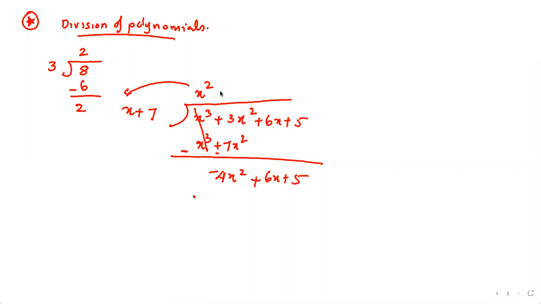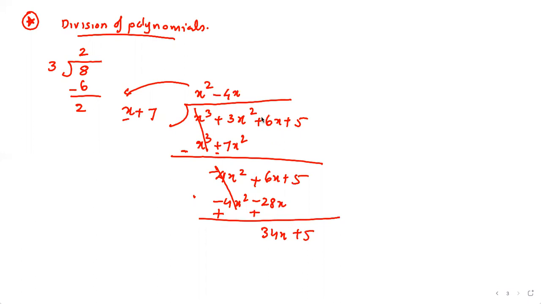Now here we get negative 4x, because if I multiply x with negative 4x, then only I'll get negative 4x squared. So you take negative 4x squared, and then you take negative 28x. If you subtract these two, this becomes positive. So this gets cancelled, and the negative becomes positive. So this becomes 34x plus 5.